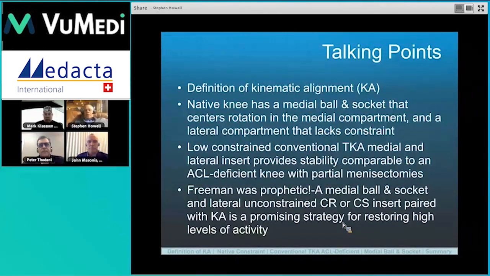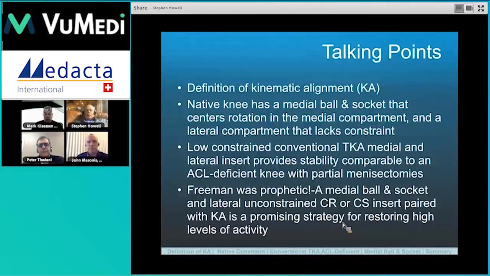I want to briefly talk about the definition of kinematic alignment, and share with you that the native knee has a medial ball and socket that centers the rotation of the tibia on the femur in the medial compartment, and a lateral compartment that lacks constraint throughout the flexion arc.